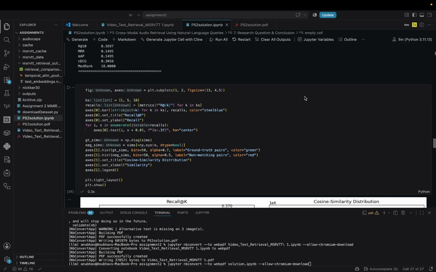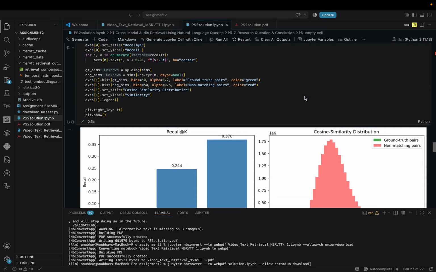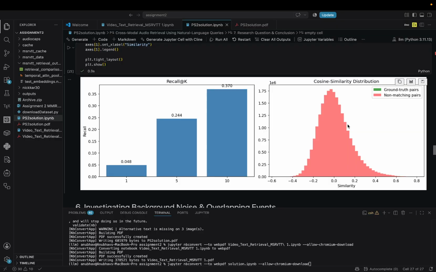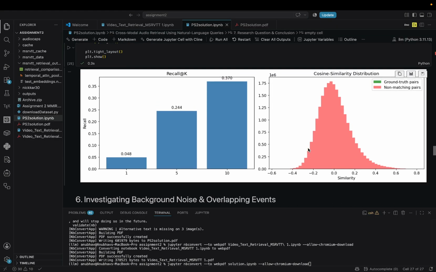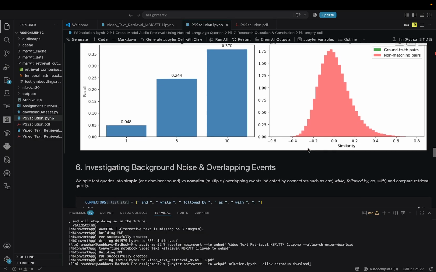Overall, I think the findings give a qualified answer for the research question that we had, and CLAP captures meaningful cross-modal structure, although retrieval performance can still be improved.